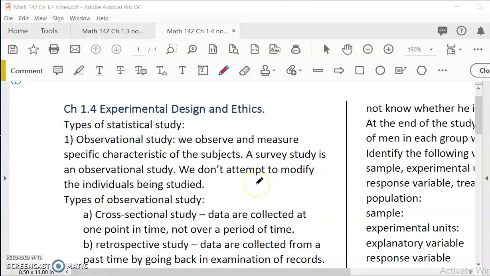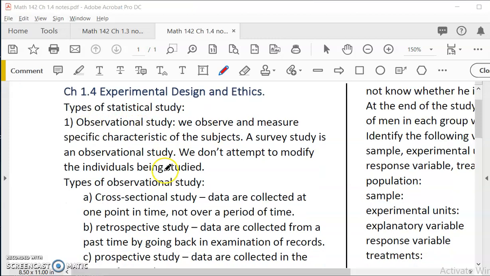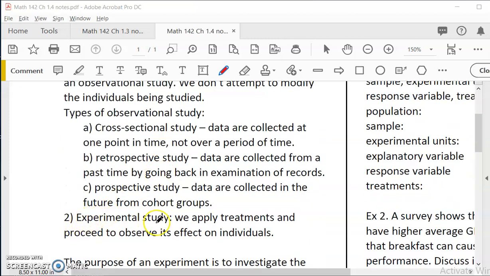So the first is about statistical study. These are terms that you should know, to give you a framework of different types of statistical study. There are two main types of statistical study. One is called observational study and the other is called experimental study.